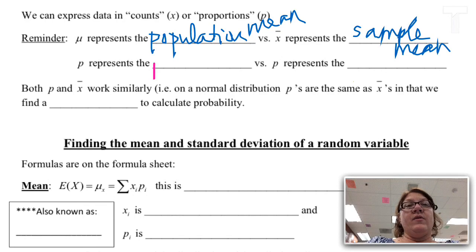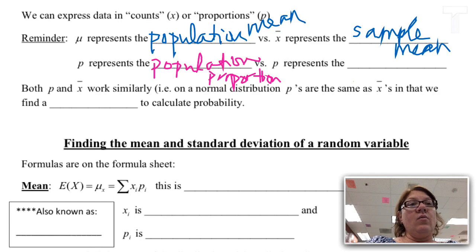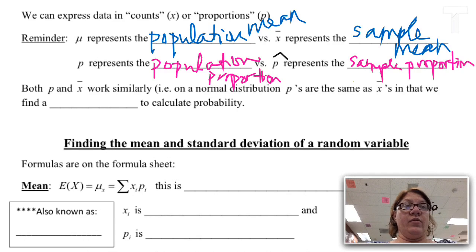And p represents the population proportion, while p hat, I don't know that we've actually looked at p hat. Ooh, what happened to his little hat? It was there. It should still be there. Bummer. Put that little hat over him. That represents the sample proportion. This is just throwing some vocab and symbols at you.